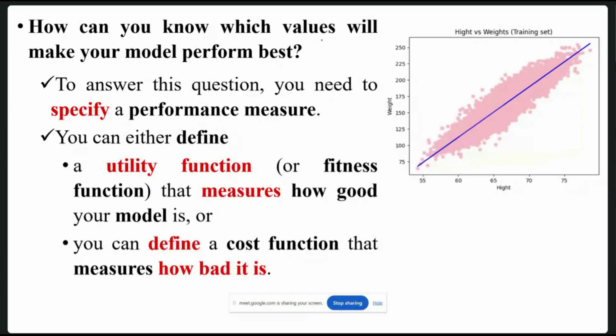Now, how can you know which values will make your model the best model? That is, what are the best values for theta naught and theta 1? To do this, we can define a utility function that measures how good the model is, or we can define a cost function that measures how bad it is. Based on the error values, we find the theta values.